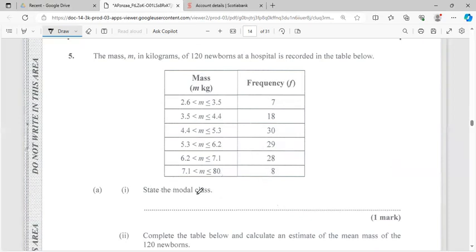Alright, it says state the modal class. Now the modal class is the one with the highest frequency. So we have 28, 29, 30. So the modal class would have been this. Mode means the one that occurs the most. Less than or equal to 5.3. And notice it's only 1 mark, so you'd have gotten 1 mark for that.